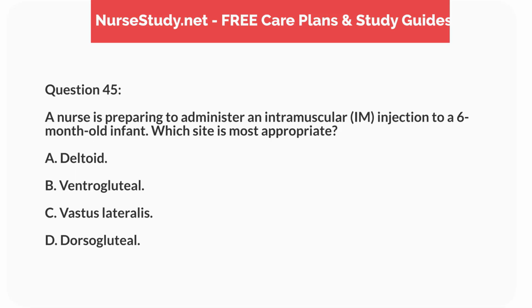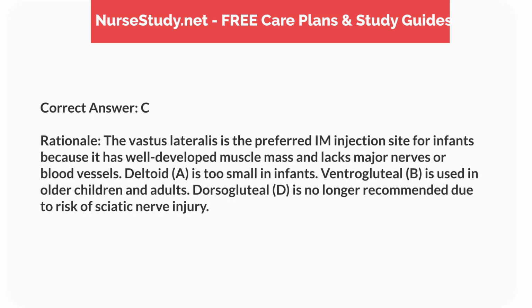Question 45. A nurse is preparing to administer an intramuscular, IM, injection to a 6-month-old infant. Which site is most appropriate? A. Deltoid. B. Ventrogluteal. C. Vastus lateralis. D. Dorsogluteal. Correct answer, C.